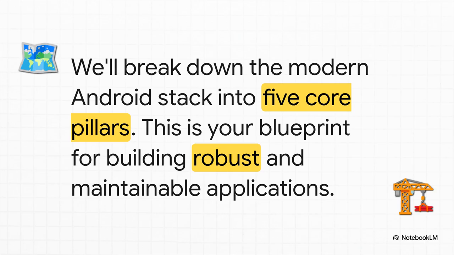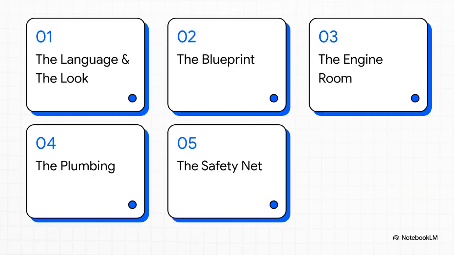All right, so our whole goal here is to take that feeling of chaos and turn it into clarity. We're going to break the entire modern Android stack down into 5 main pillars. You can think of this as your blueprint, your guide to building apps that are solid, easy to manage, and actually modern. So here are our 5 pillars. We're going to start with the basics, the language and the look. Then we'll get into the blueprint for how to structure your app. After that, we've got the engine room for handling data, the plumbing to connect everything, and finally, the safety net to make sure it all works.